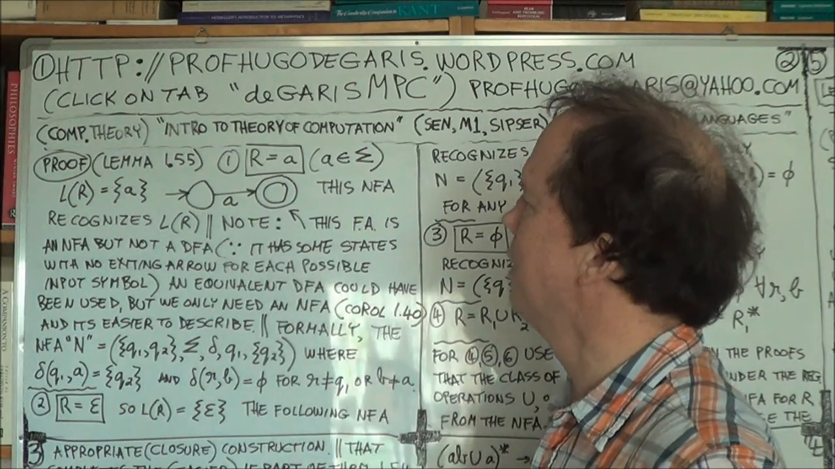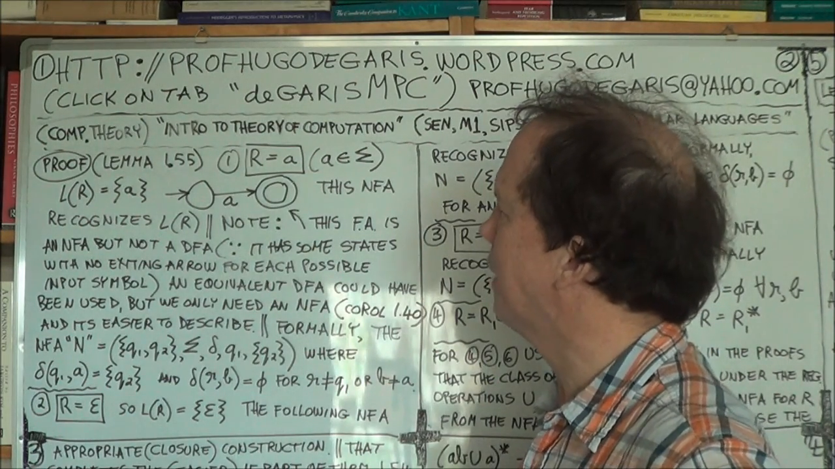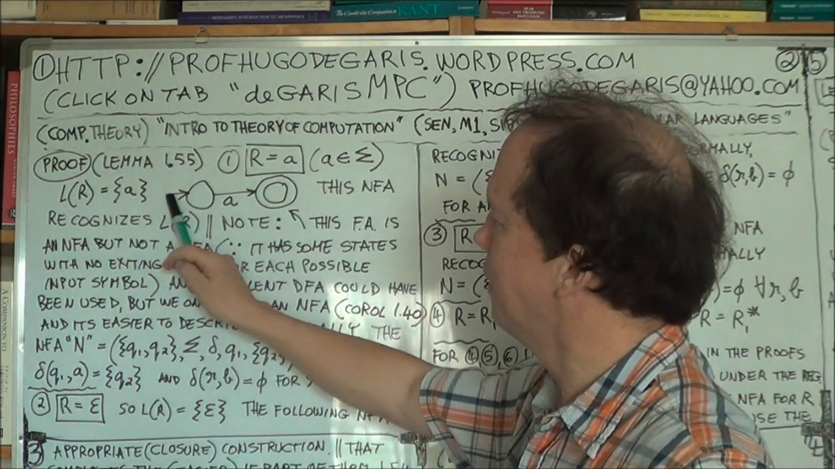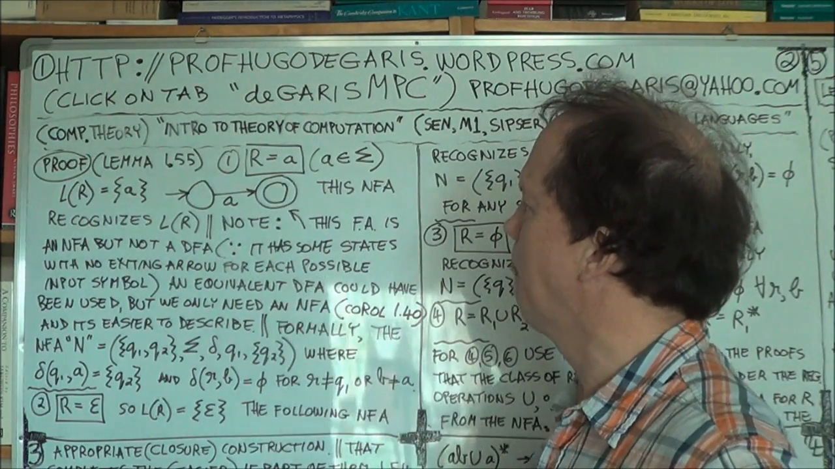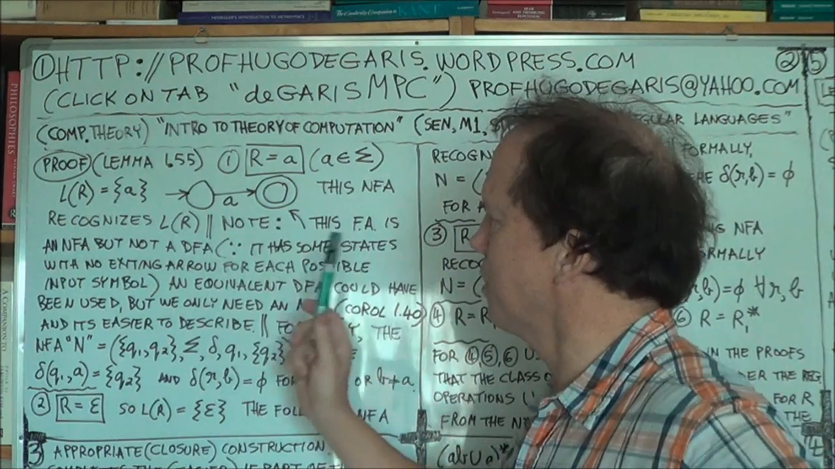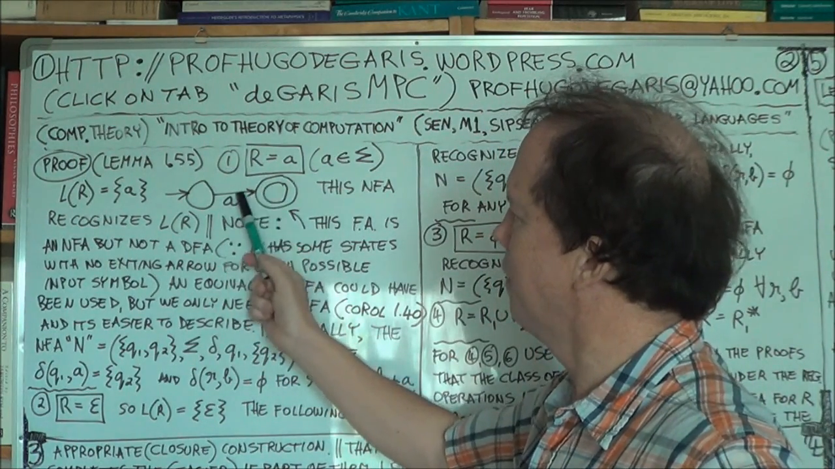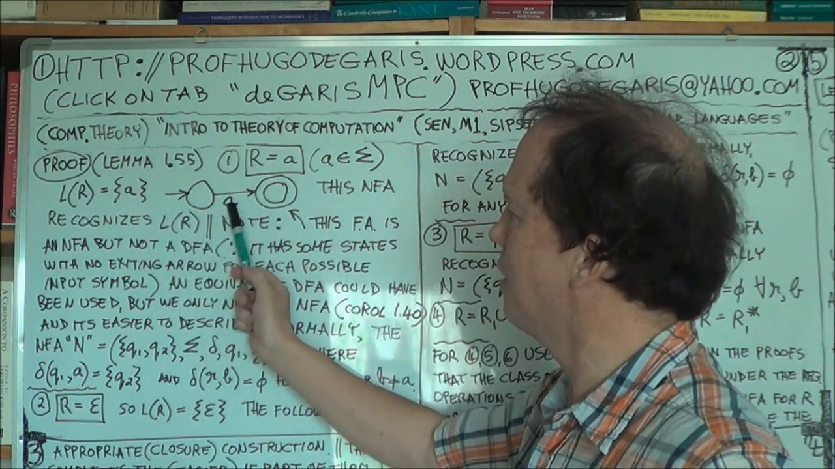It'll be a two-state machine. Okay, so now here's your starting arrow. So it's the start state, and this is the accept state. Two circles as usual. And the transition arrow just has A there.